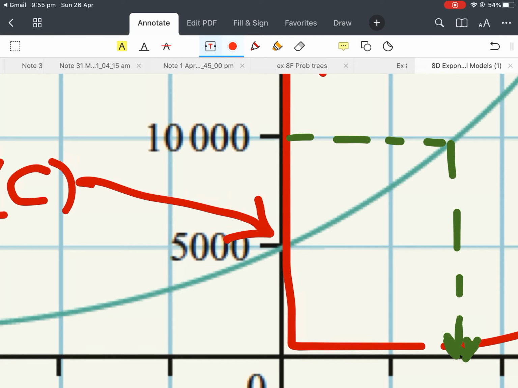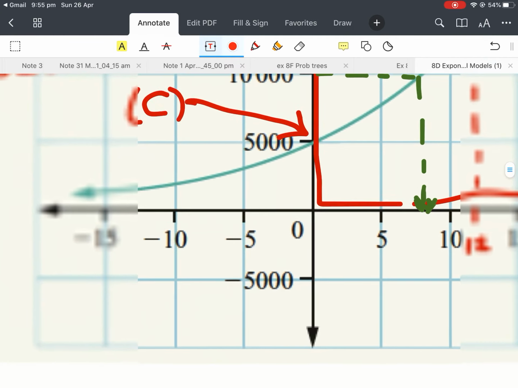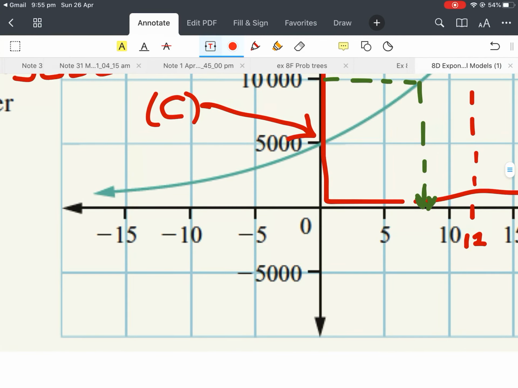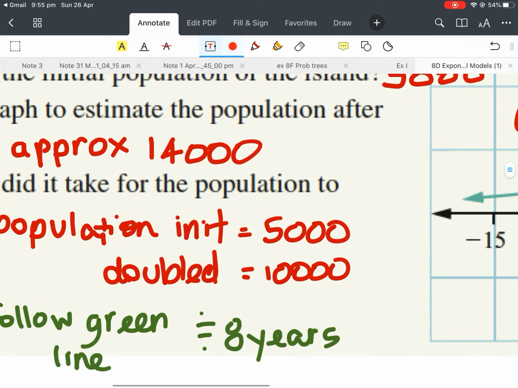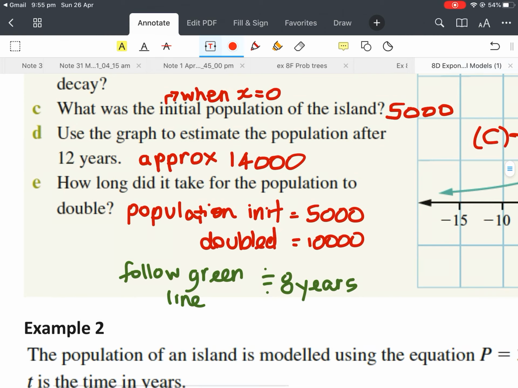You'll notice the green line there. So I'm starting from 10,000 on the y-axis this time. I'm going straight across until I hit the curve, and then I'm going straight down. It seems to be hitting somewhere between 5 and 10, maybe a little bit closer towards the 10 rather than the 5. So, following the green line, it's approximately 8 years. Okay, so there's the first example.